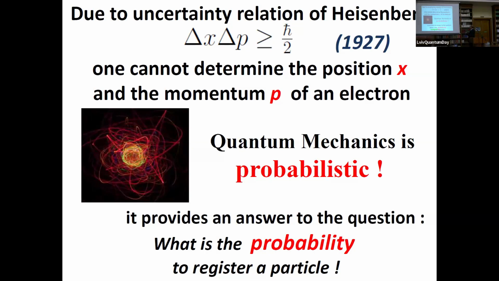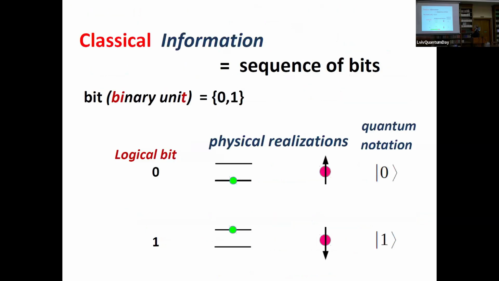So we cannot even try to answer the question where the electron is localized in the phase space, but we can ask the question, what is the probability to register a particle here or there? Therefore, probability is the key method for working with quantum particles at the microscale. Now I'm going to discuss information.